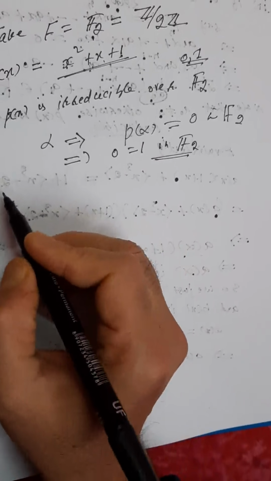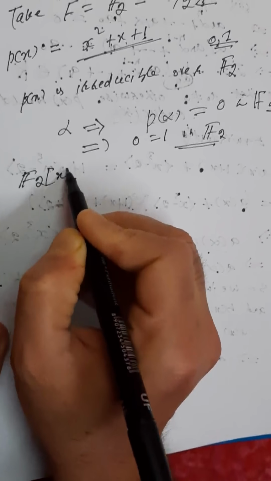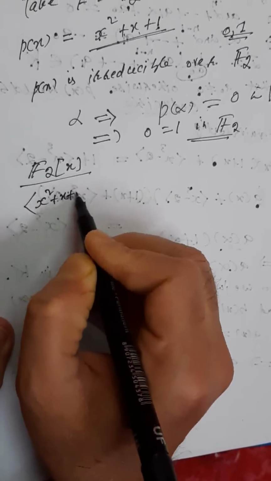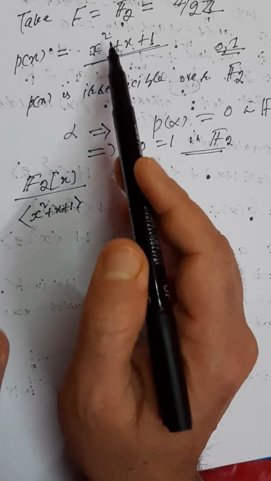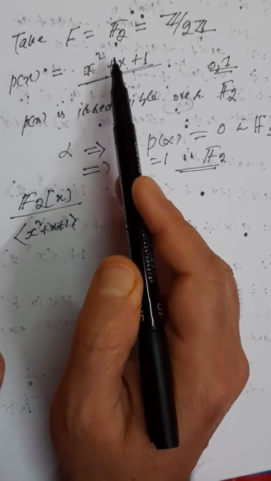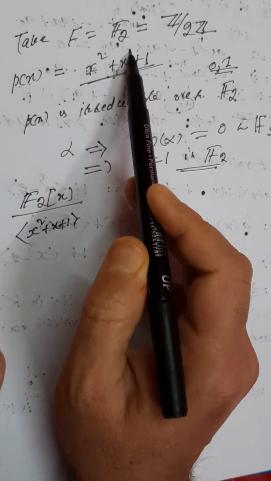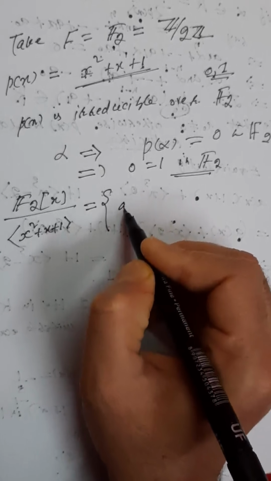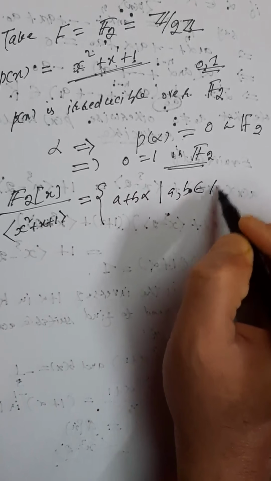So once this polynomial is irreducible, you can have the extension field of F2, that would be F2[x] over the ideal generated by x square plus x plus 1. Okay, now this polynomial is of degree 2, so therefore 1 and alpha would form the basis of this as a vector space over F2. So this extension would look like a plus b alpha, such that a and b belong to F2.